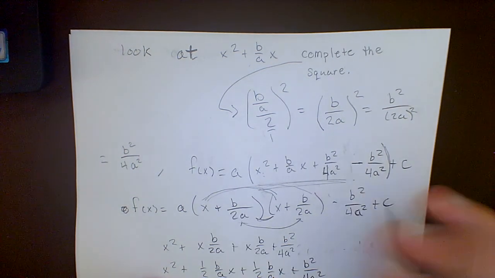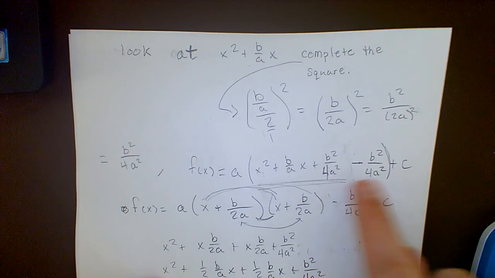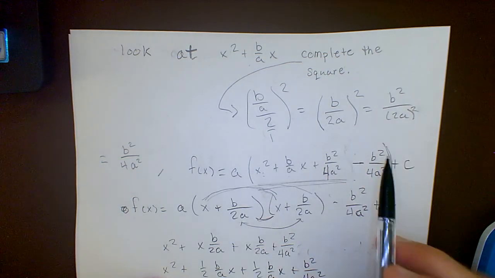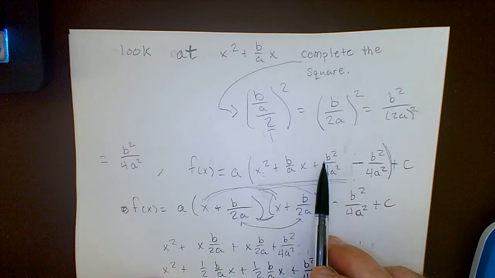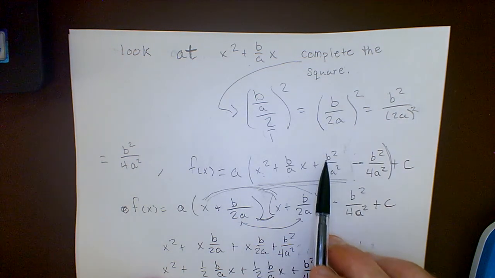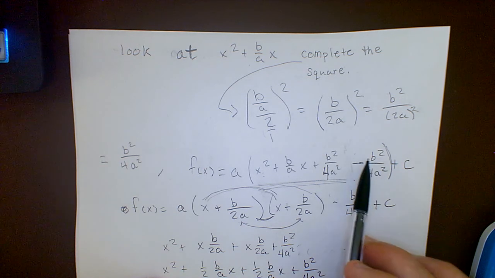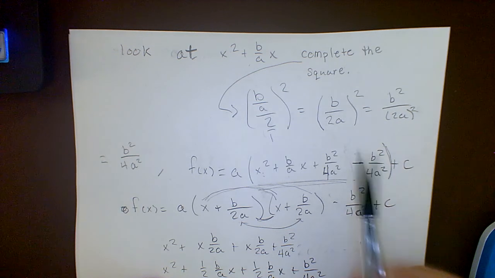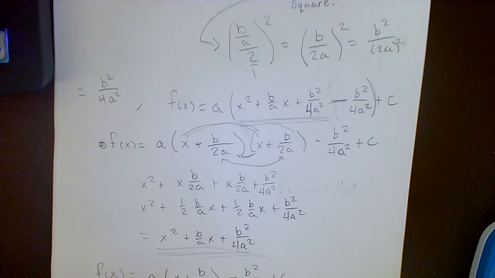If I would have left the parenthesis where it was, I'd be adding a times b squared over 4a squared and only subtracting b squared over 4a squared. So see the difference? If I left the parenthesis here, I'd have to eventually distribute out the a to this term, and it would be a times b squared over 4a squared, and I only did subtract b squared over 4a squared. So there was no a in this term. So that's a problem. The fix is just to move the parenthesis out here.